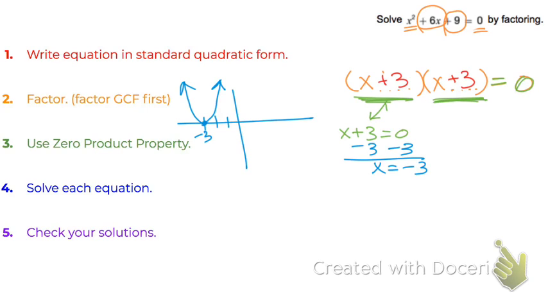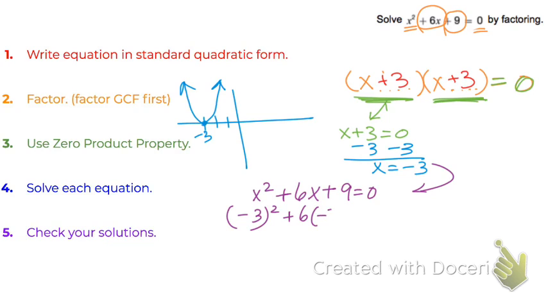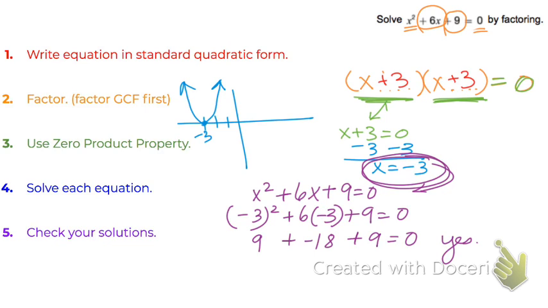We can check our solution by graphing it, or we can always substitute your solution back into the original equation and see if it is a true statement. So that's our equation. Let's substitute negative 3 in and see if we have 0 as our answer. And in this case, 9 plus negative 18 plus 9 is equal to 0. So it did check out. So we know for sure that our answer is x is negative 3.